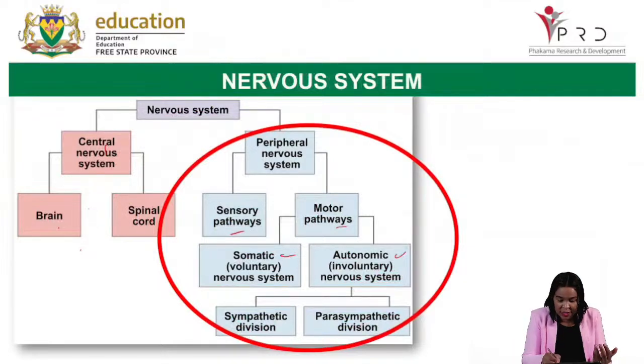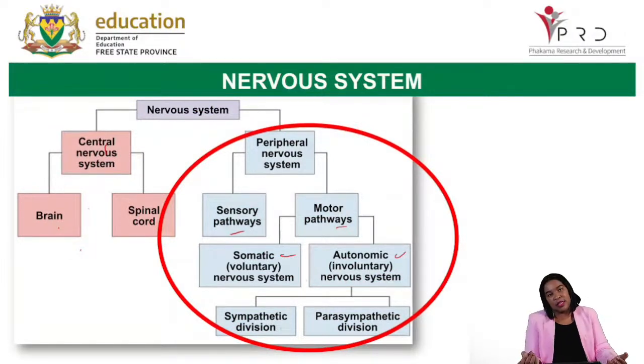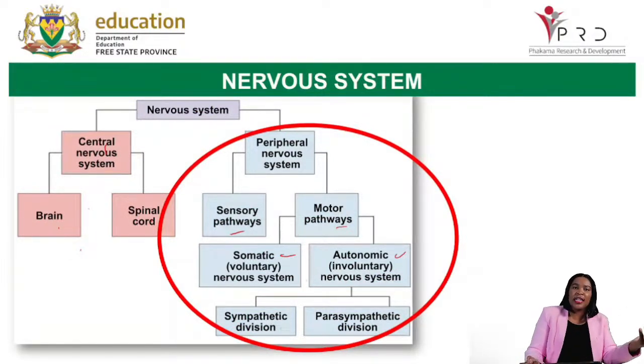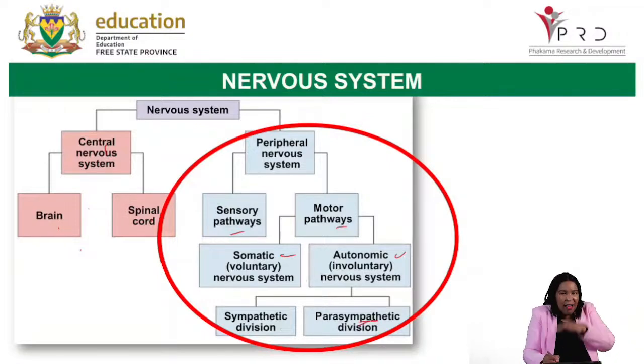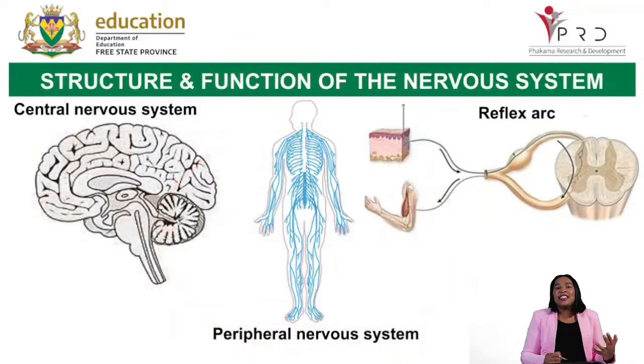And the involuntary nervous system has the sympathetic and the parasympathetic division, the one that allows you to react and the other one that allows you to come back to normal or to restore you to normal after such a reaction. So let us take a look at the structures and the functions.